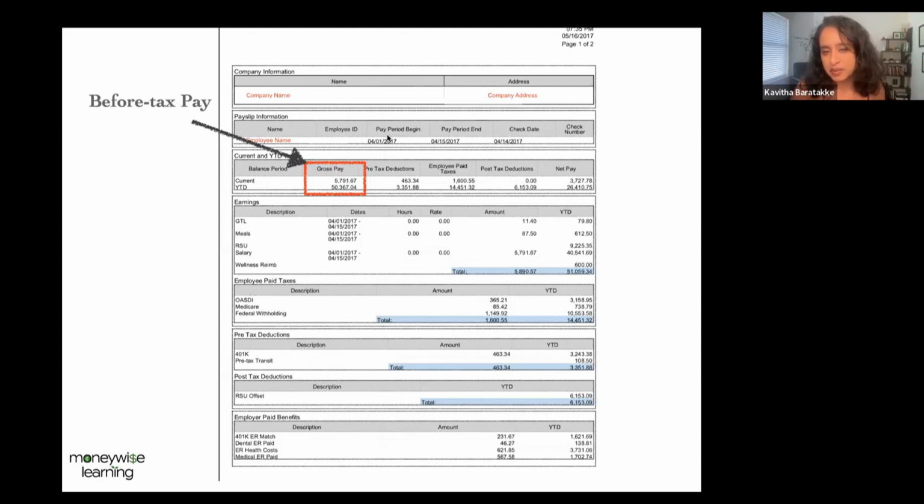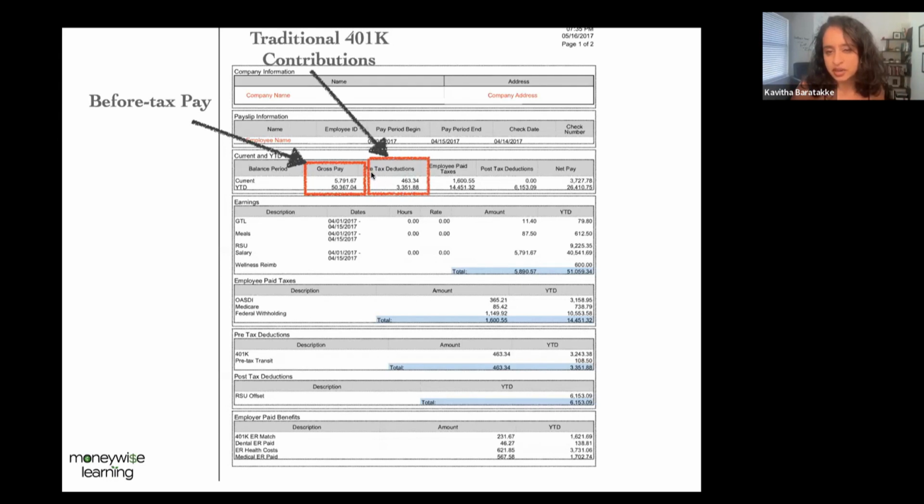So if you look at the pay period here, it's 04/01/2017 to 04/15, which is a 15-day period, like a 2-week period, right? Or half the month. And you got paid $5,791.67 for half the period. But year to date, you made $50,367, right? So that's your before taxes pay. That's never going to be what you take home, right? So let's look at what the deductions are.